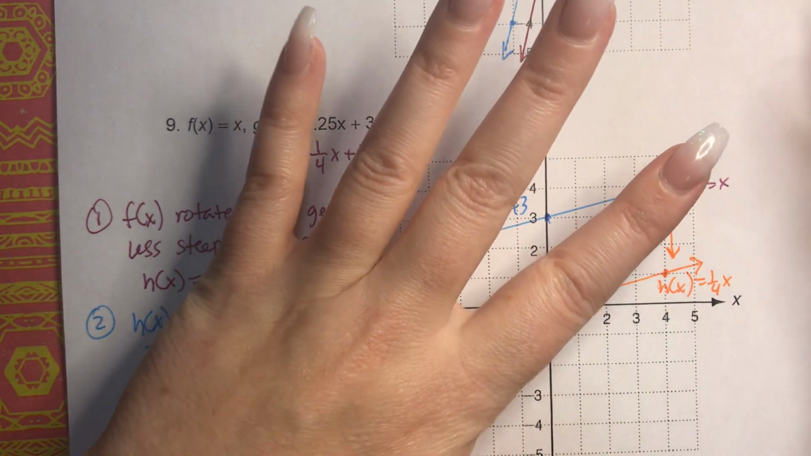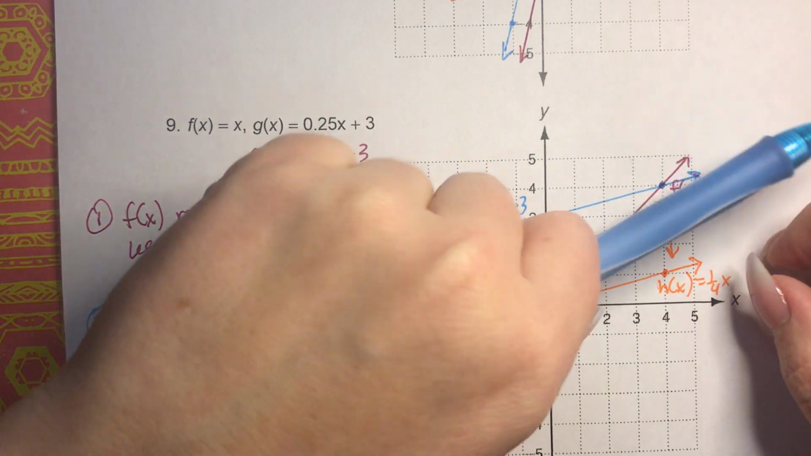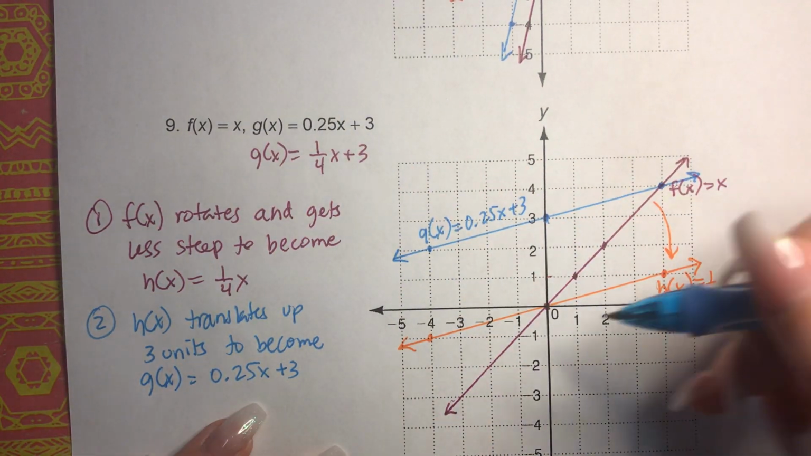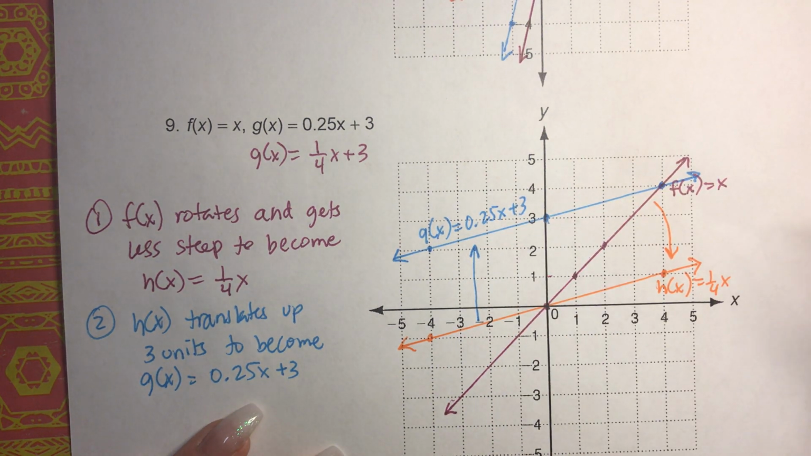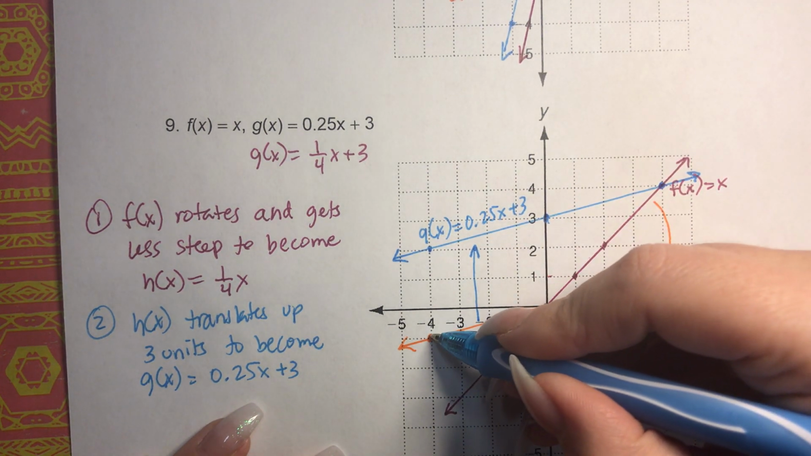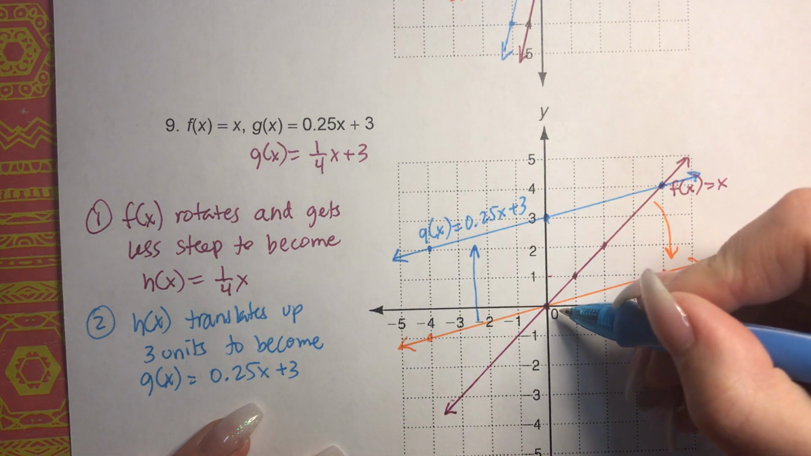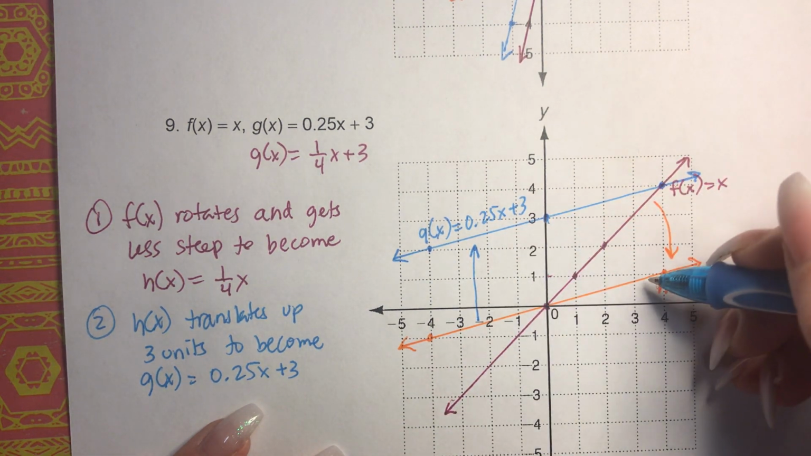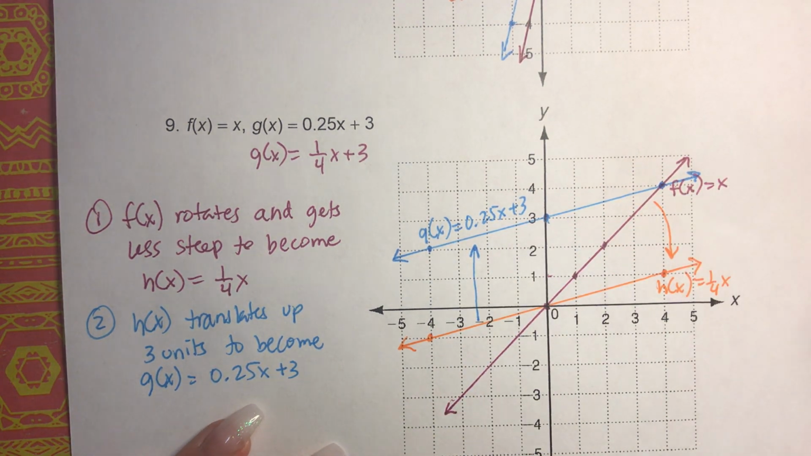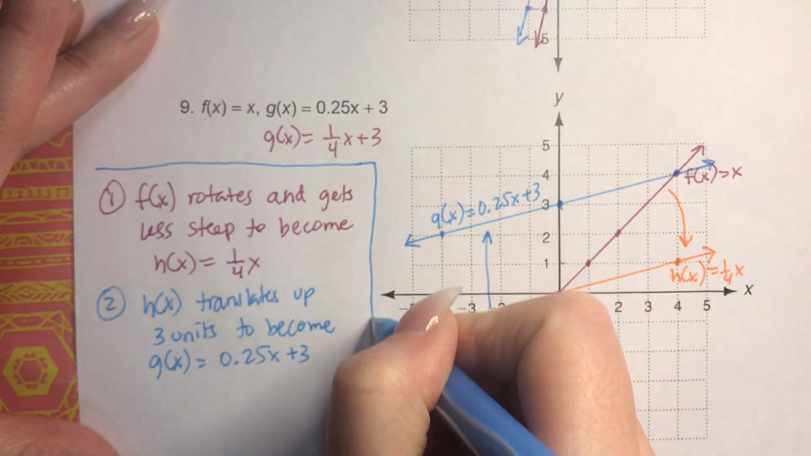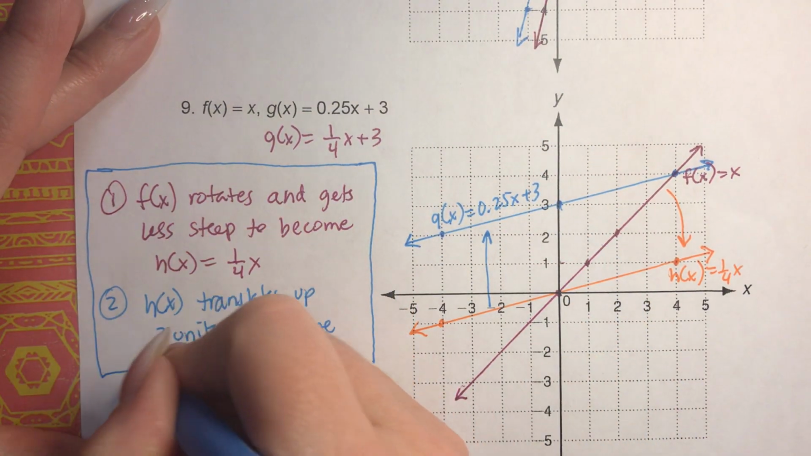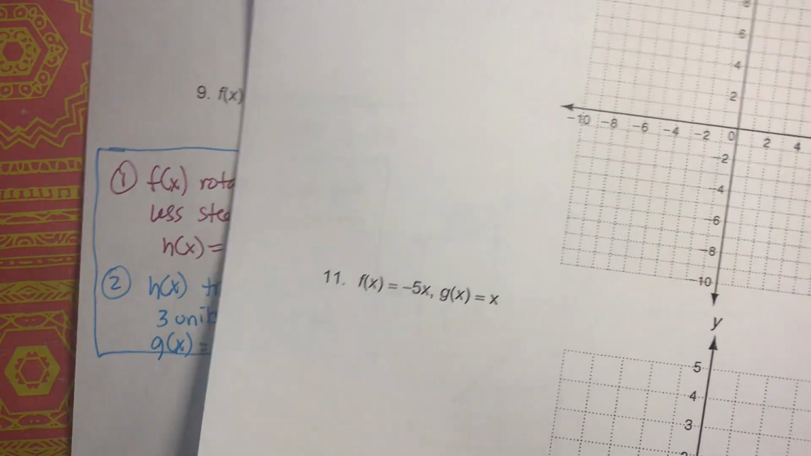We started at the parent function. The parent function got less steep, and then it shifted up 3 units. All right, and you can kind of see that 1, 2, 3, it shifted up 3. From here, 1, 2, 3, it shifted up 3. From here, 1, 2, 3, it shifted up 3. So up 3 units. So very cool, that's how you write your answer. So this is dealing with multiple transformations. All right, let's look at the next example.